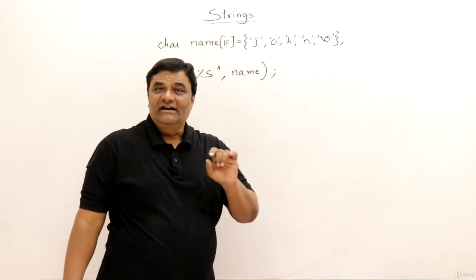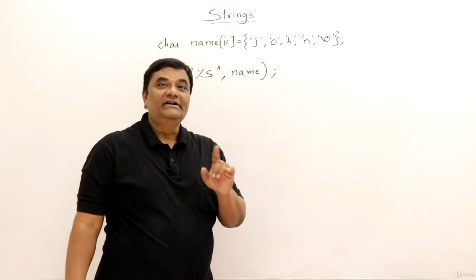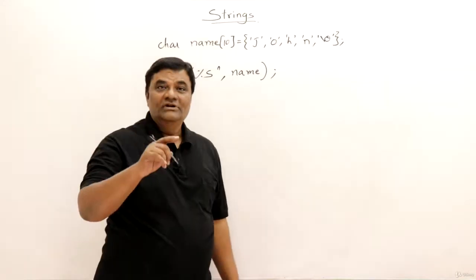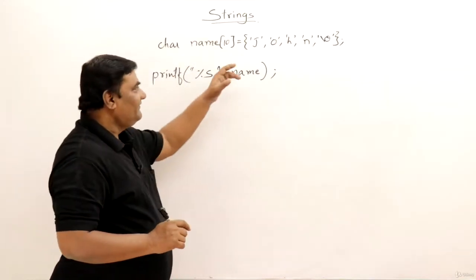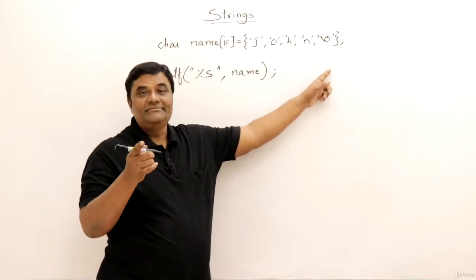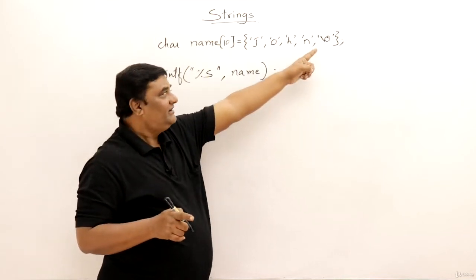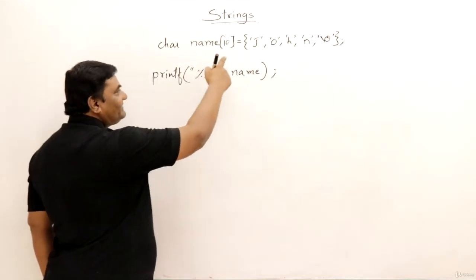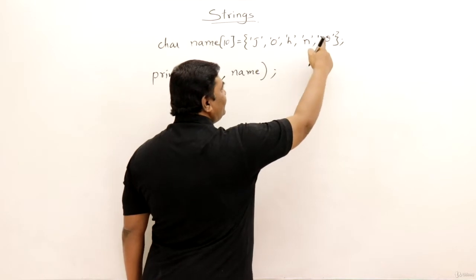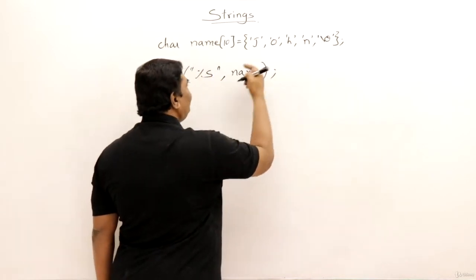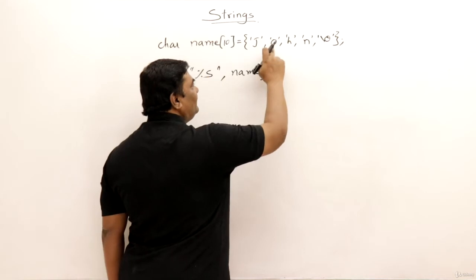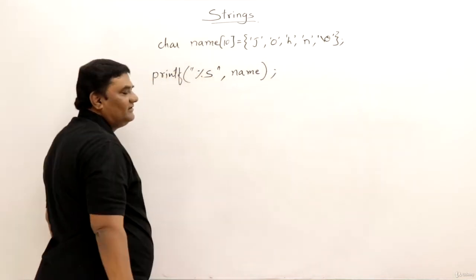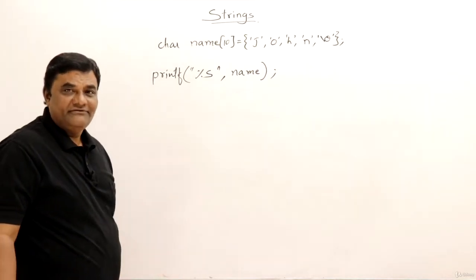It is not possible for any other type of array. Remember this, it's not for integer or float, where you just give the name and it displays the entire array. No. Here printf knows till where it has to print the alphabets, because it will keep printing the alphabets on the screen until it finds \0, right? So this will print this complete name and it will stop when it reaches \0. It will print first J, then O, then H, then N, then \0, it will stop, right? So that's how printf works.